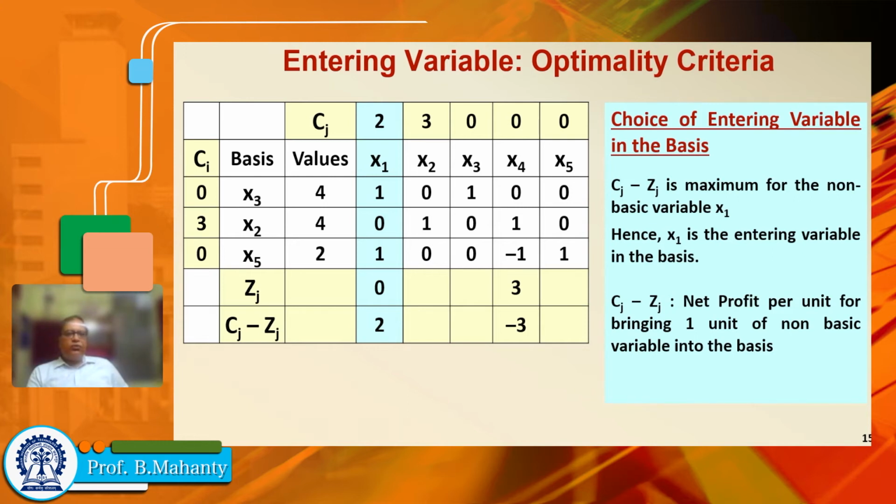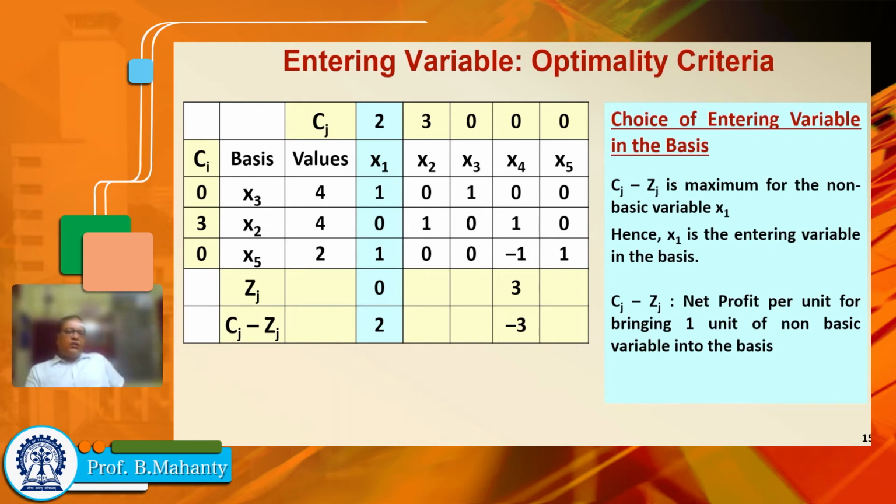So the entering variable should be chosen from the optimality criteria. Cj minus Zj value is maximum for the non-basic variable x1. Not only that, it is a positive quantity. If it is a negative quantity, it will not be considered. It has to be a positive quantity, so that the net profit actually should go up if x1 comes into the basis. Hence, x1 is the entering variable in the basis. And Cj minus Zj is the net profit per unit for bringing 1 unit of non-basic variable into the basis. So x1 would be our entering variable.